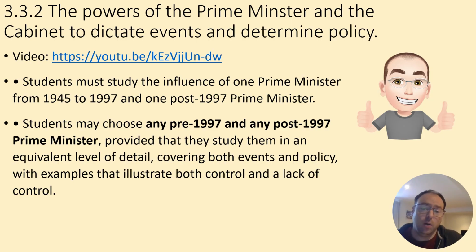So pick a prime minister and then one post 97. You might want to go Blair, or you might want to go Cameron, or you might want to go Johnson. You might go bang up to date and do Sunak. I wouldn't do Liz Truss. There's not a lot there. You could do the lettuce instead, but again, I don't think that would pick you up many marks. So I'd pick a prime minister who had a decent length of time in office and did lots of stuff, so you've got loads of examples.